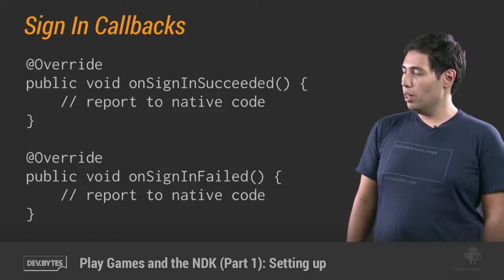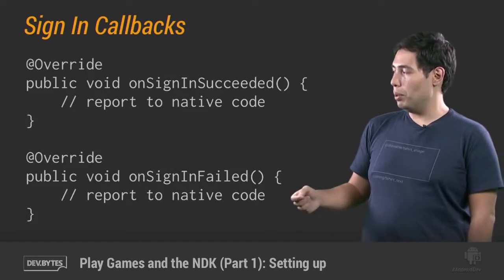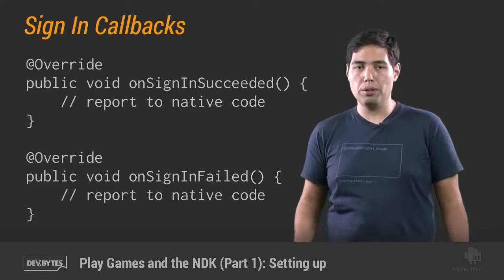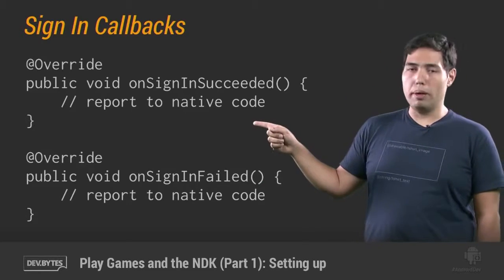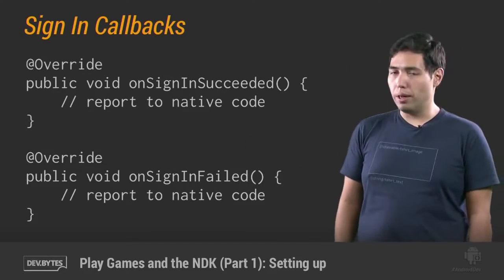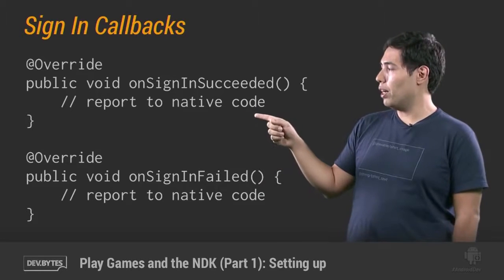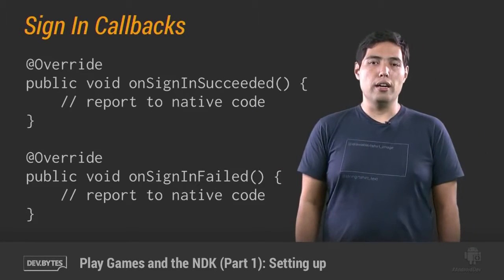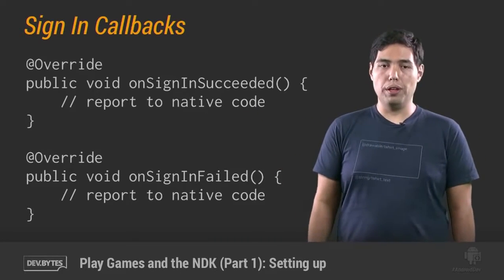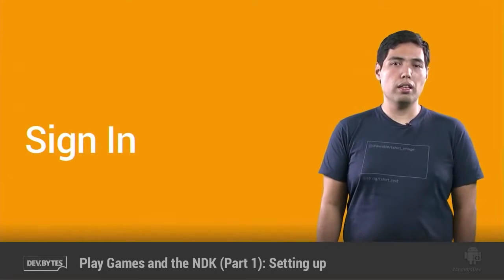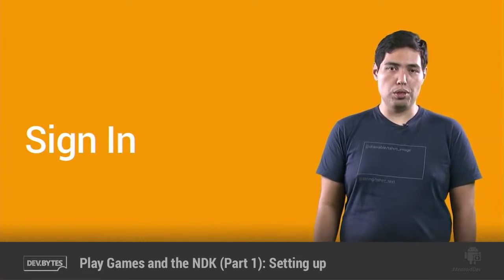Next, you have to wait for the sign-in callback. So you're going to be notified that sign-in succeeded or failed through the sign-in callbacks, like onSignInSucceeded and onSignInFailed. So that's when you probably want to notify your native code that the sign-in has succeeded or failed. So next, let's talk about how to actually do sign-in.